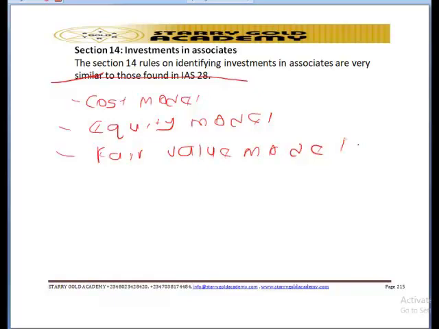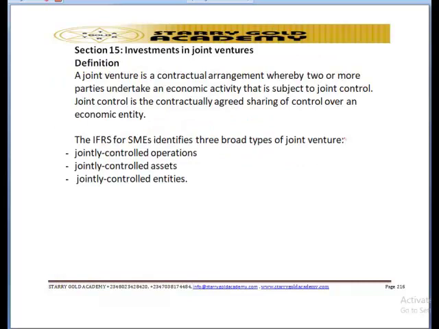And lastly, let's look at Section 15. Section 15 first of all defines a joint venture. Then it also defines joint control. Section 15 is talking about investment in joint ventures. You still remember IFRS 11? That's the equivalent. The reason why I'm making reference to it is that I know you know full IFRS very well, so let's make reference to it so it can aid your understanding.